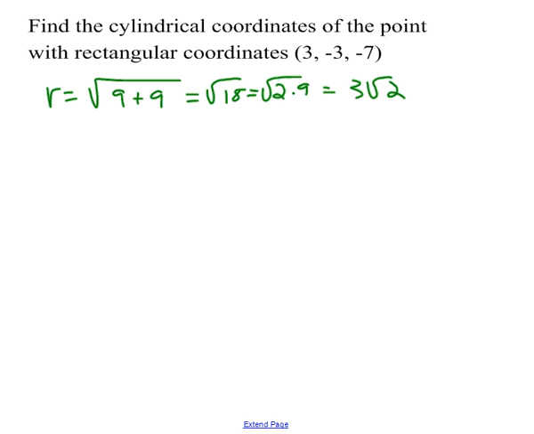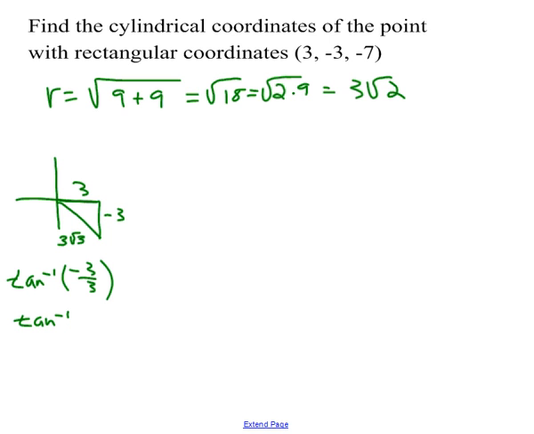You can also think about just like the xy. Here my x is 3, my y is negative 3, and you should recognize that as the 45, 45, 90 with a scale factor of 3. So that's going to be 3 root 2. And you can also think about this. So I can do tan inverse of negative 3 over 3, which is tan inverse of negative 1. And hopefully you recognize that as a 45, which is a pi over 4.